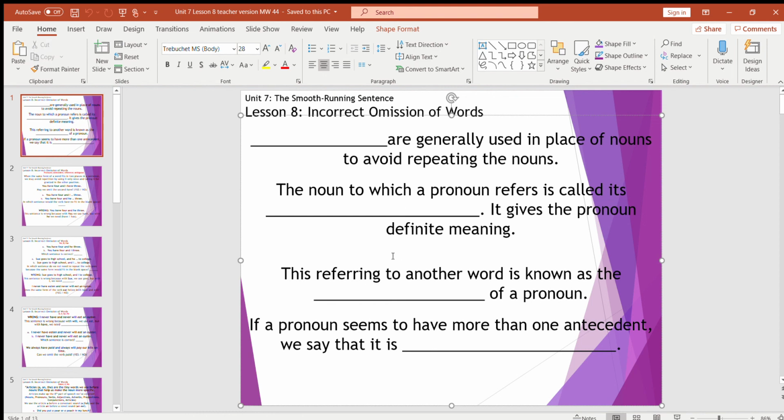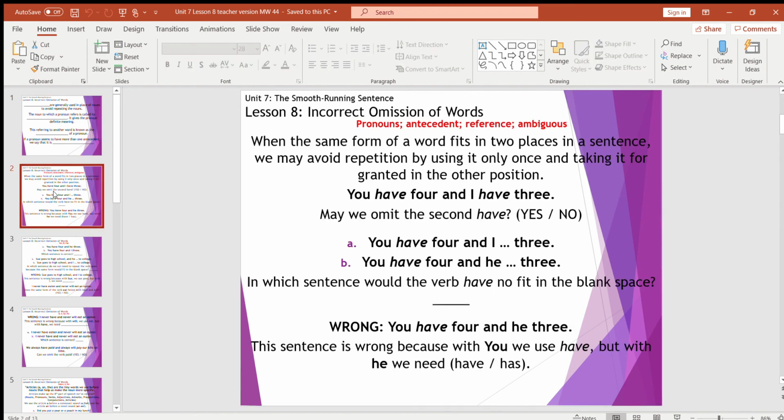And this referring to another word is known as the what of a pronoun. Hint, hint, nudge, nudge. Refer is part of the word. It is the reference of a pronoun. And if a pronoun seems to have more than one antecedent, we say that it is ambiguous, an ambiguous pronoun. Okay?